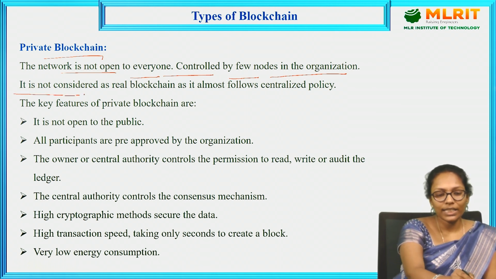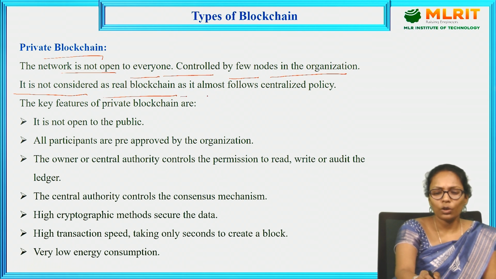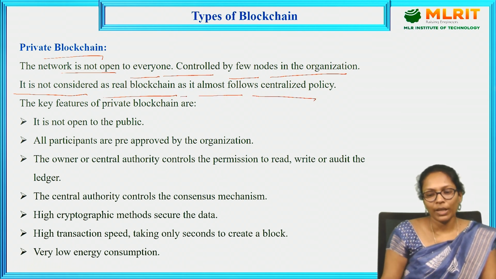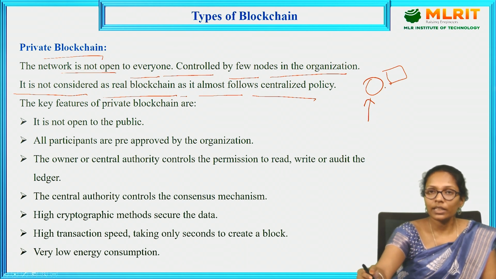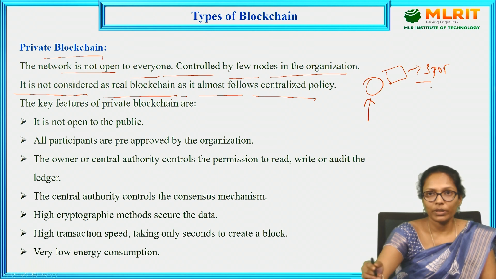It is not considered a real blockchain as it almost follows the centralized policy. So we know why we are going with the blockchain. We have a problem with the centralized policy. In the centralized policy, one has the highest authority and he needs to validate each and every transaction. And he only maintains the data. So if there is any problem with this data, the data will be lost. That is called a single point of failure. That is a problem with this existing system.